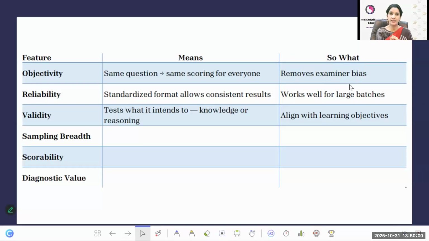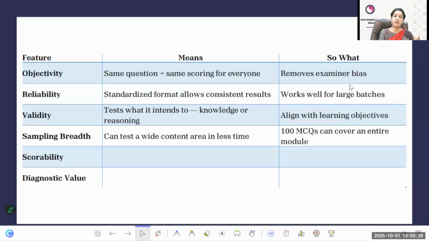What is validity? Generally, validity means it should reflect the true score of the student, and it should check what it is supposed to check. So if the construct is clear, or if you are making questions from the topics in the curriculum, it definitely has high validity, because you can include questions from all the domains if it is 100 questions. And the same, we are talking about the sampling breadth. That means it can test a wide content area in less time.